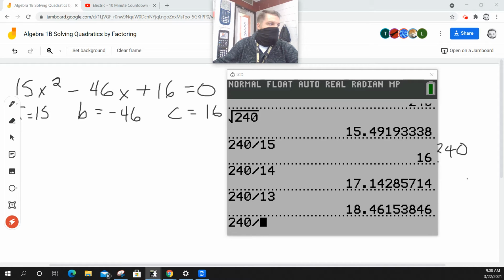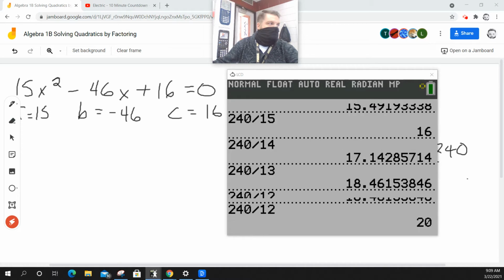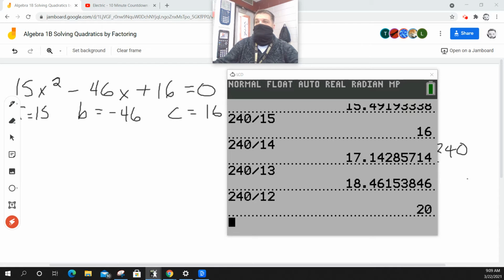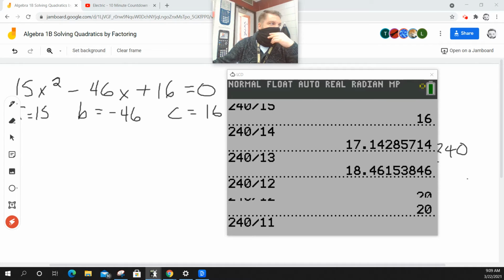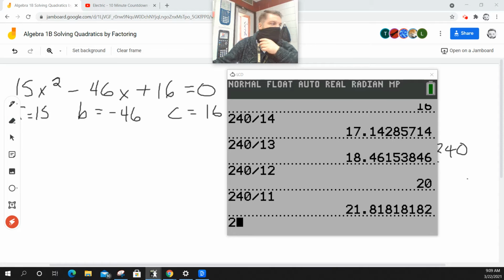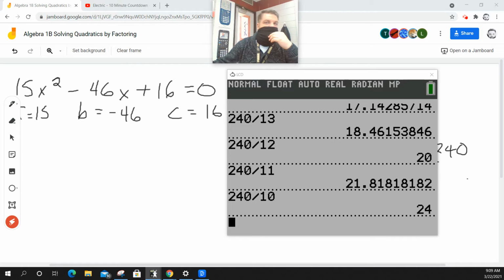So the next number is 12. 12 goes into 240 20 times. 12 plus 20 equals 32. So we're getting closer, but that won't work. So I'm going to say 240 divided by 11. That doesn't do it evenly. 240 divided by 10. 24 plus 10 is 34. See how we're creeping up to 46?